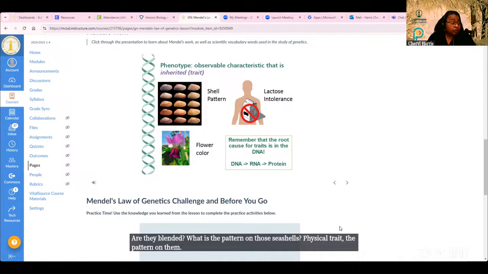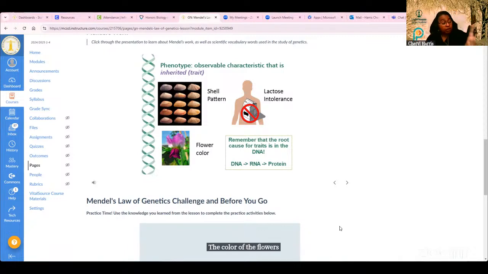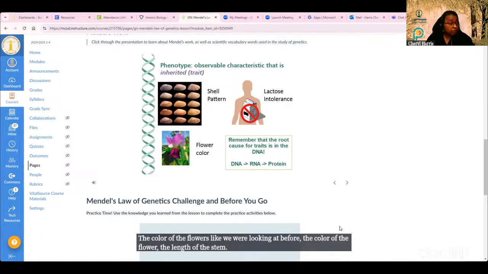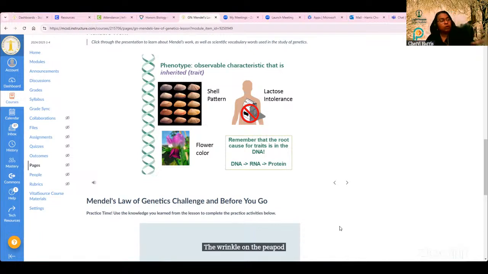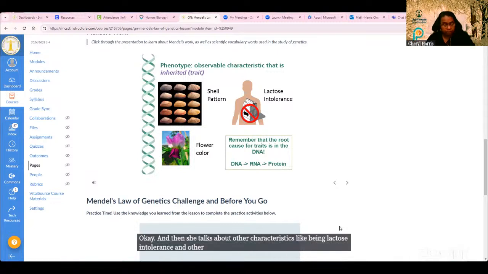The color of the flowers, like we were looking at before, the length of the stem, the wrinkle on the pea pod, all of those are what we will see. And then she talks about other characteristics like being lactose intolerant and other traits that we know are expressed, that are not necessarily on the outside, but definitely have expression.